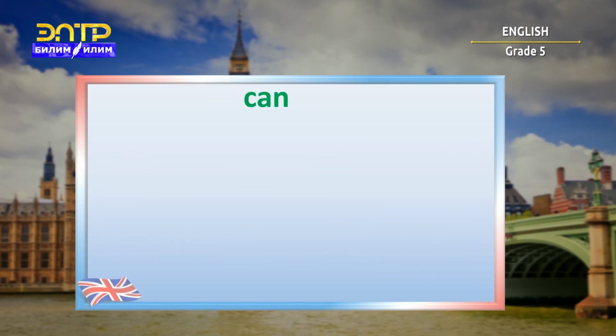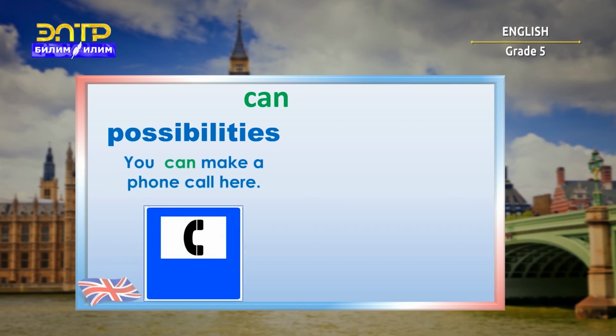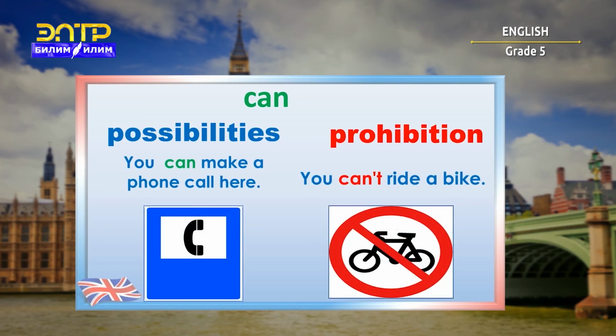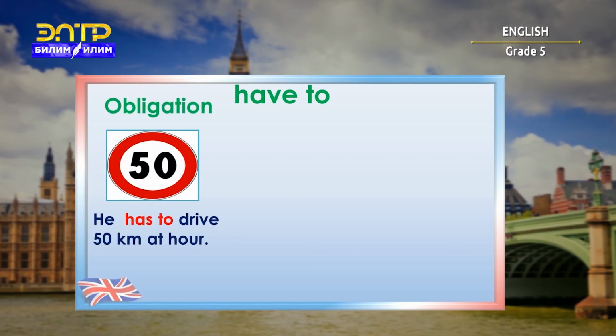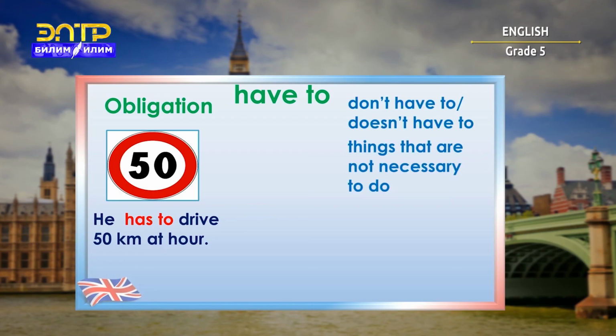Before you start doing exercises, let's sum up everything we have learned about modal verbs can and have to. Don't forget that can is used for possibilities and prohibition. And modal verb have to is used for obligation, and don't have to, doesn't have to, for things that are not necessary to do.